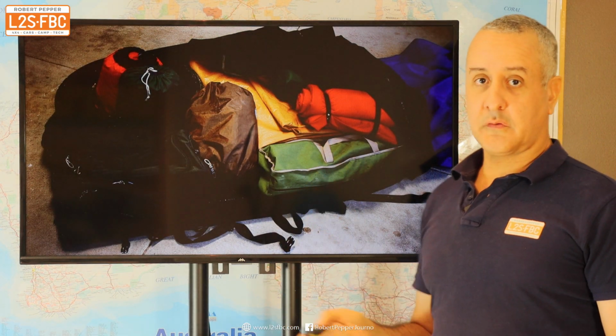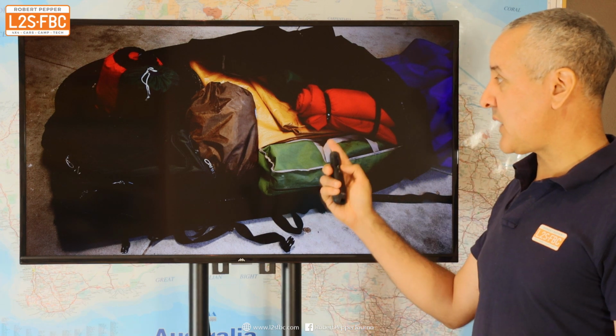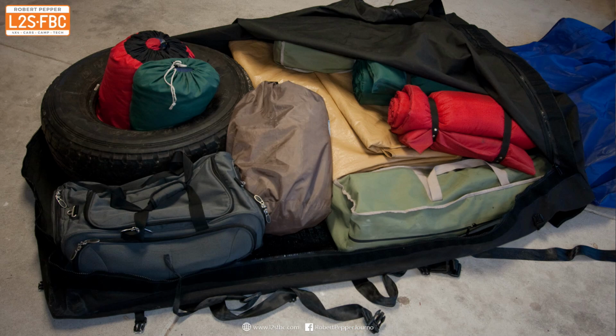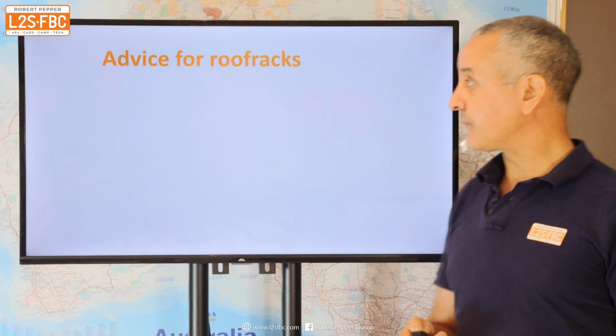Okay, now this is the sort of thing you need to be putting up on your roof rack: light bulky stuff, and the best example of that is bedding. So things like your mattresses, your sleeping bags, some of your personal bags, that sort of stuff. I have put a tyre up there, but there's no rim in it, and the reason for that is I've got the tools to be able to swap a tyre in and out, so I just save myself a bunch of weight, and you can even put things inside the tyre as well.